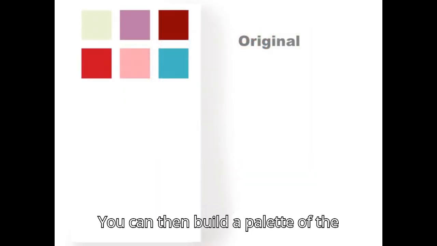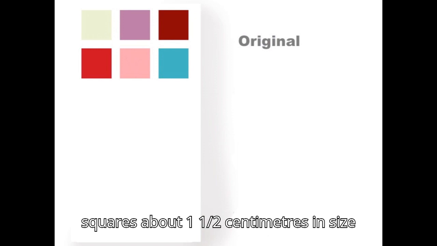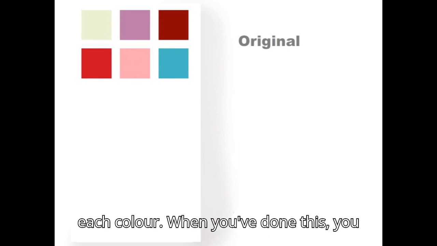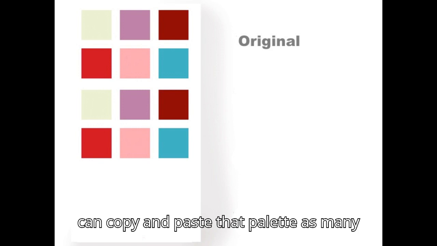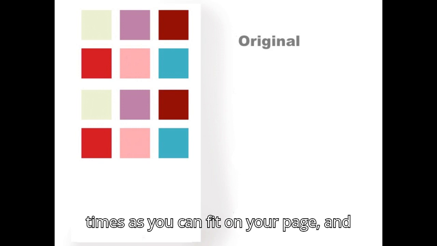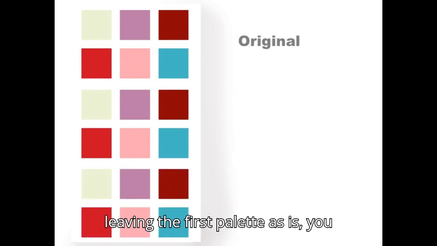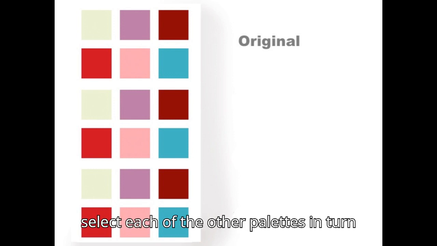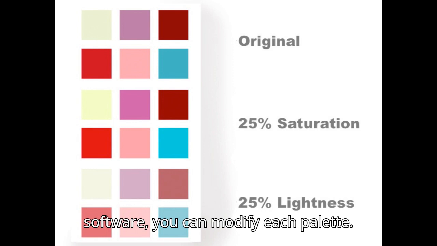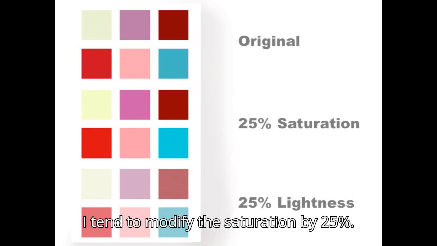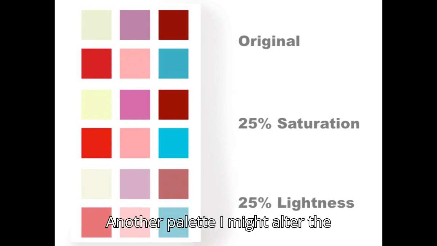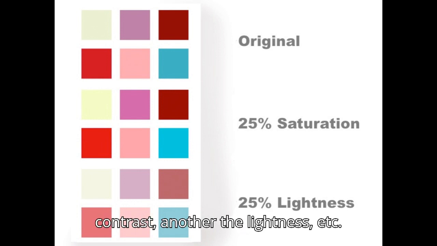You can then build a palette of the colours used in the design, creating squares about 1 to 1.5 centimeters in size for each colour. When you've done this, you can copy and paste that palette as many times as you can fit on your page. Now, leaving the first palette as is, you select each of the other palettes in turn, and using the colour tools in your software, you can modify each palette. I tend to modify the saturation by 25%, another palette I might alter the contrast, another the lightness, etc.